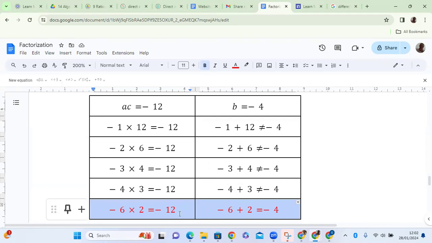But if you have not spotted them right away, I would advise you to systematically attempt, it's like trial and error, the factors sequentially of AC. So they must be factors of AC, and then apply the addition to see if you get B. And we have just found them to be negative 6 and 2.